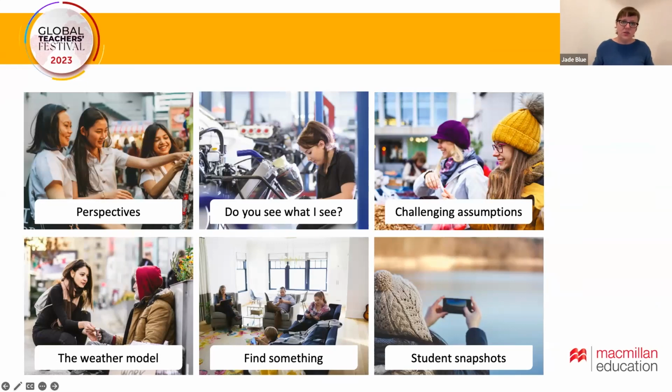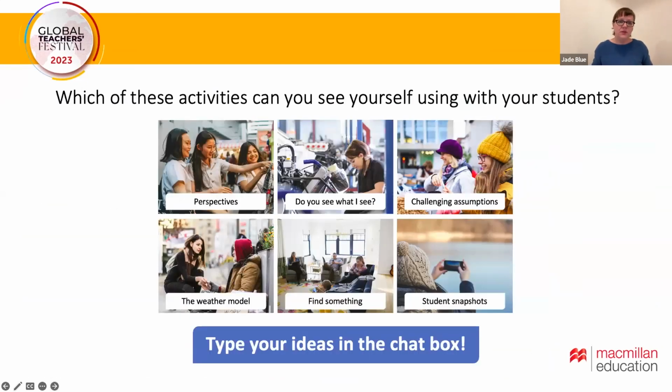So I'm just going to ask you to reflect for a moment. Just reflect on these activities that we've looked at. We've tried out some bits and pieces. Which of these can you see yourself using with your students? So share your ideas in the chat box.